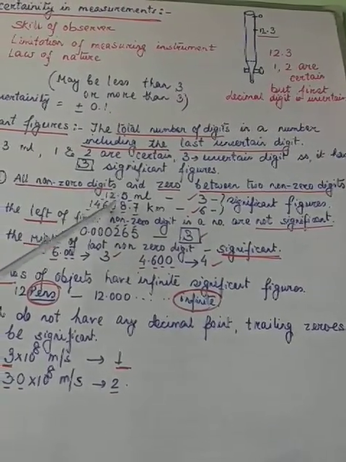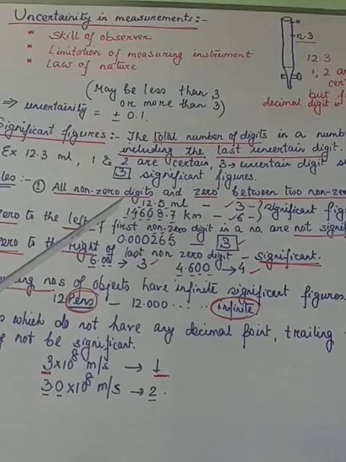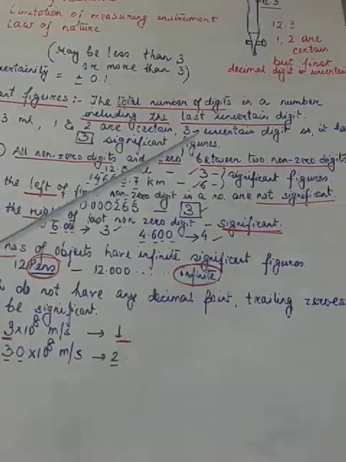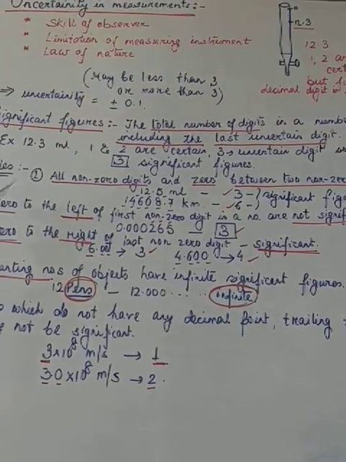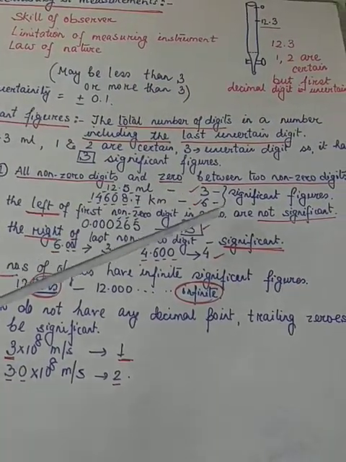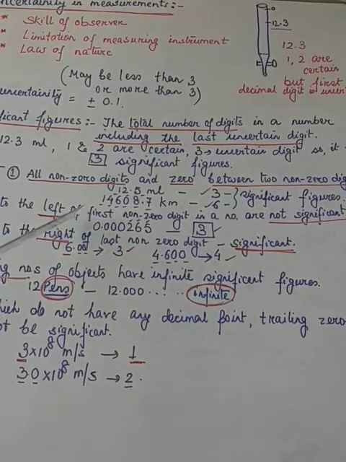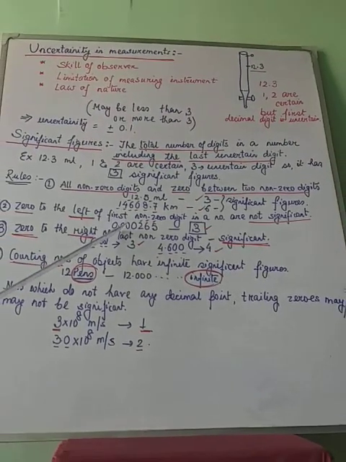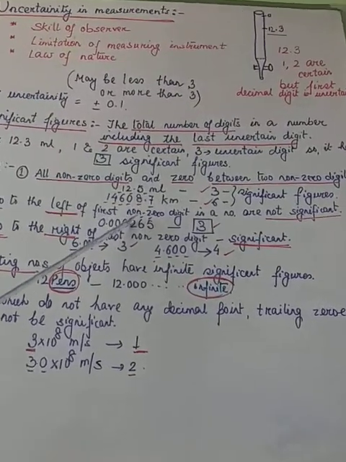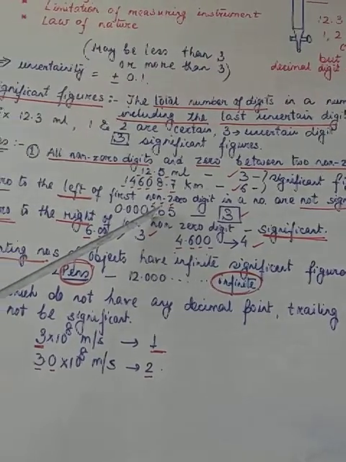14608.7. The 0 lies between two non-zero digits, 6 and 8. Therefore, it has 1, 2, 3, 4, 5 and 6 significant figures. Coming to the second rule. 0 to the left of the first non-zero digit is a non-significant one. That means there lies the disparity. In 0.000265, we will not consider the zeros to the left of the non-zero digit.